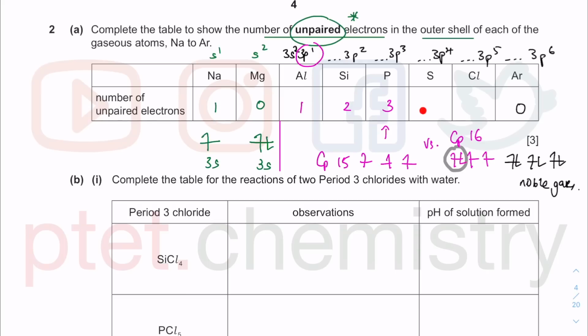So for this group 16 p4, you only have 2 unpaired electrons there, and then for chlorine, you put 1 more there to pair them up. You only have 1 unpaired electron for chlorine, and it decreases to no unpaired electrons at all when everything gets paired up for the noble gases. This is quite easy, 3 marks. You need to be careful to score the best you can if you want to do well for paper 4. Always read the questions, always think back on your AS chemistry.